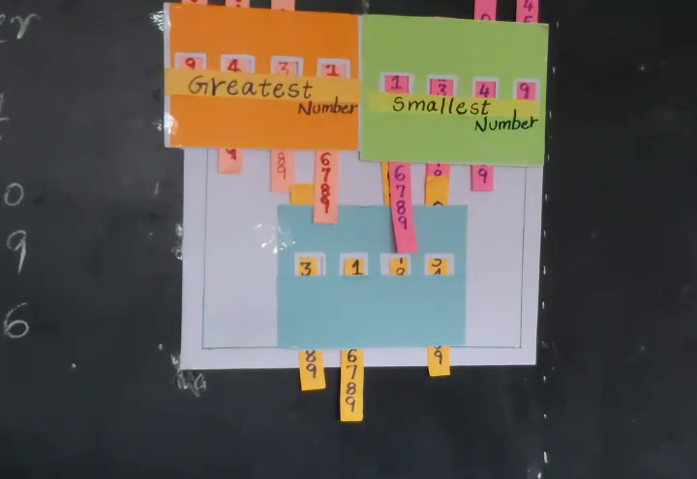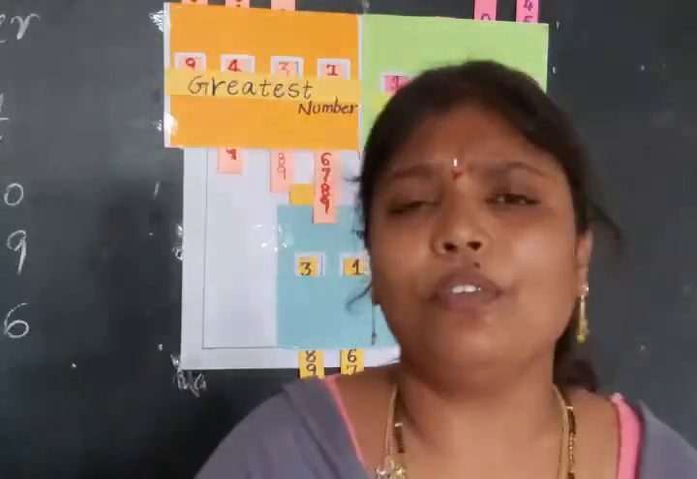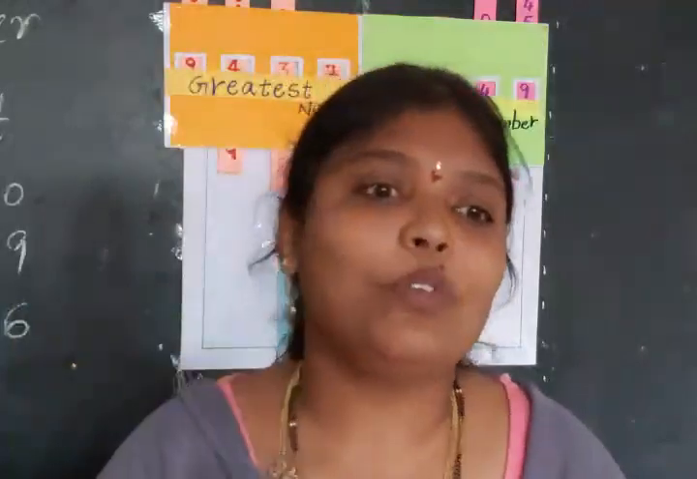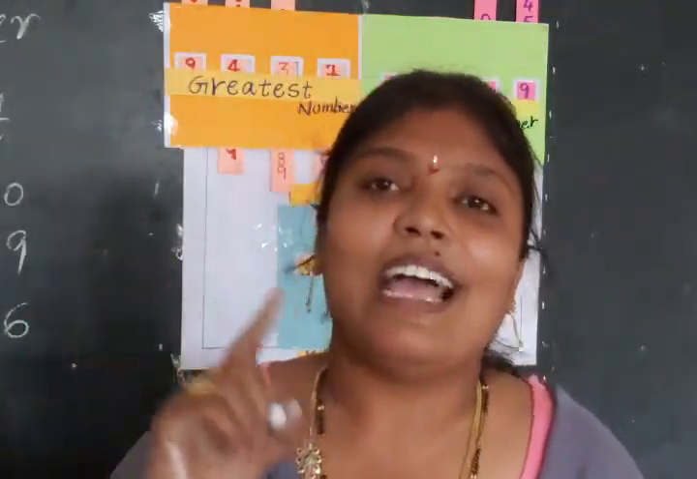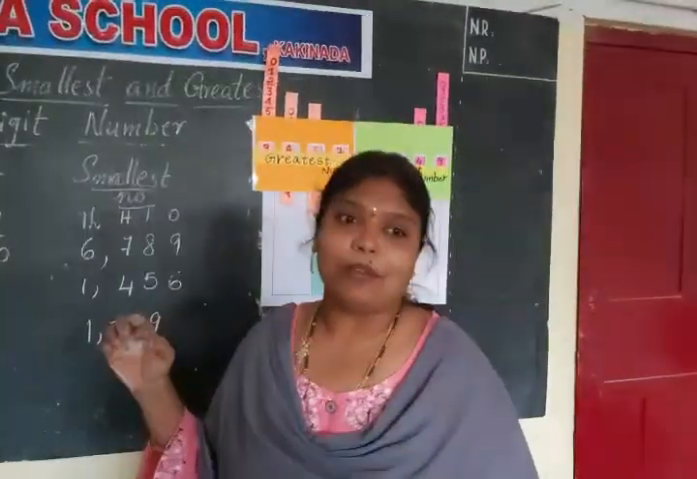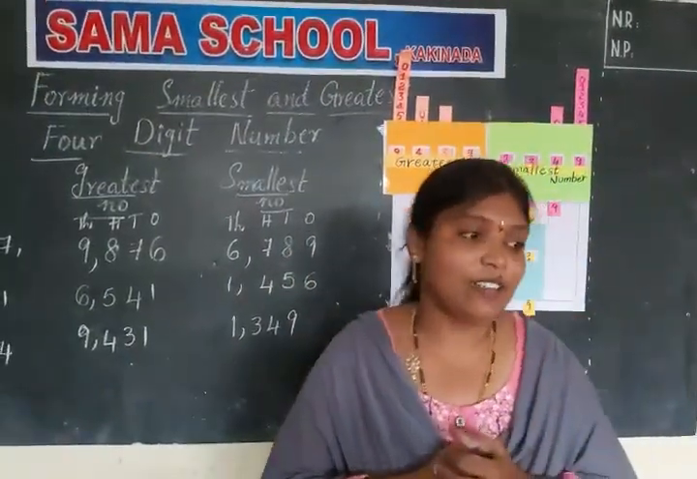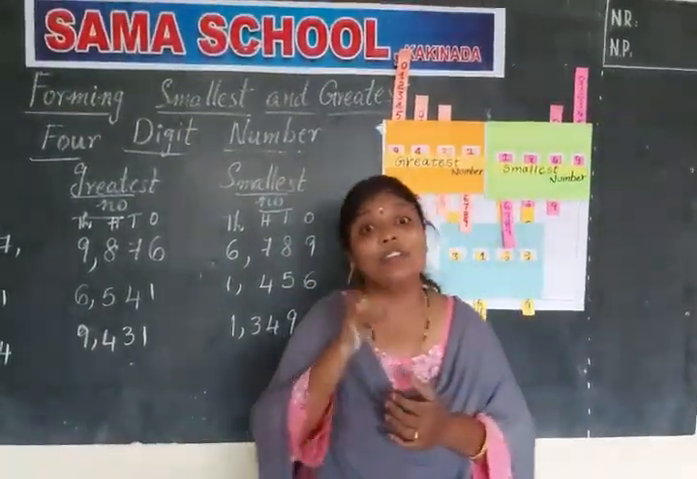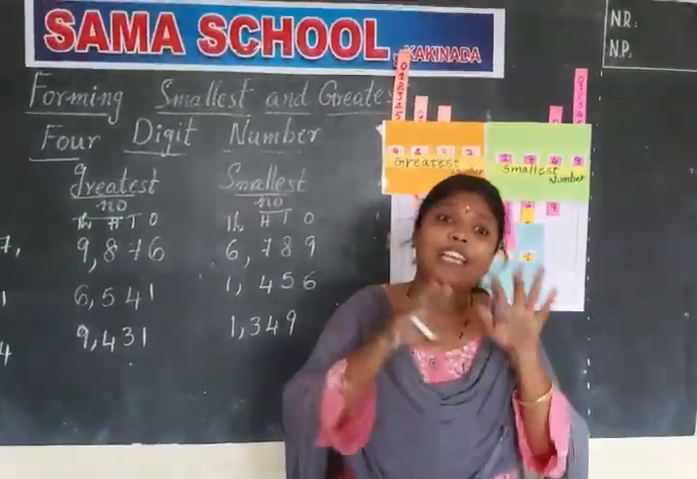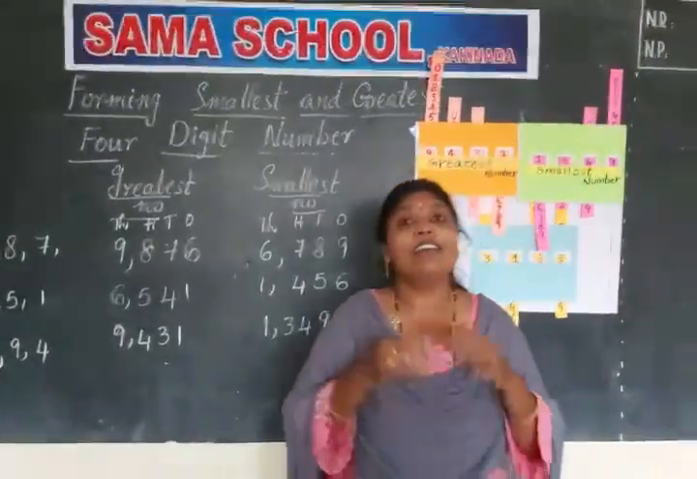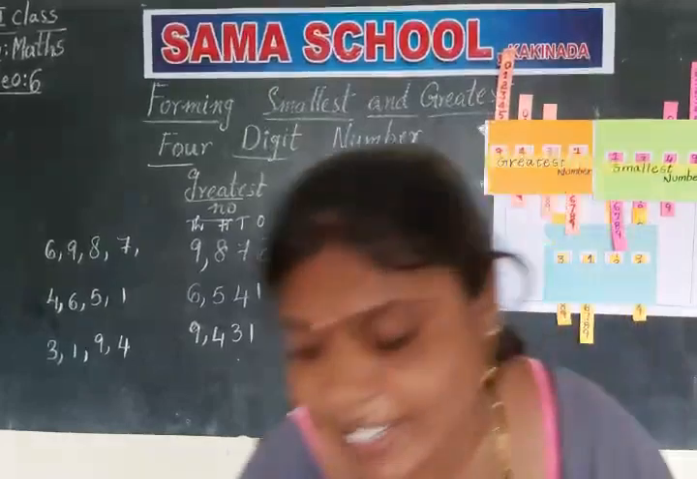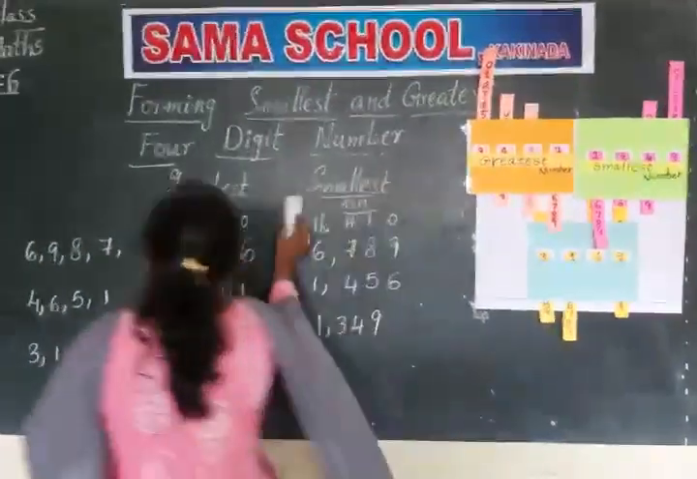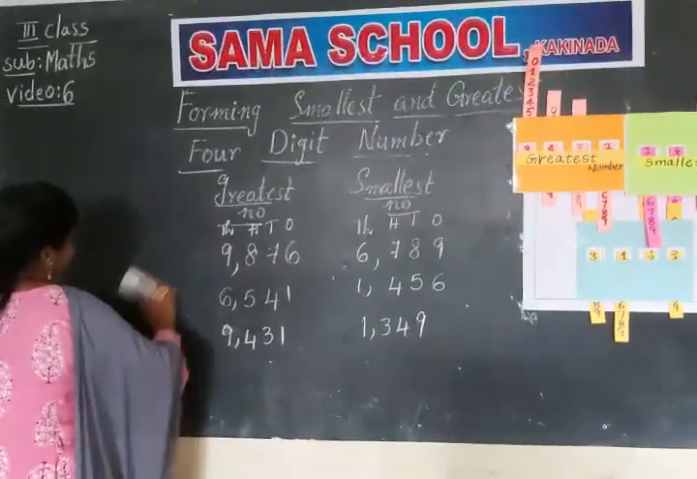So this is the way by which we have to write the greatest and smallest numbers. So till now we have learned how to frame greatest and smallest 4-digit numbers using the given digits. Now I have a question for you. If there is 0 in the given digits, then how to write the greatest and smallest numbers? Let us see.